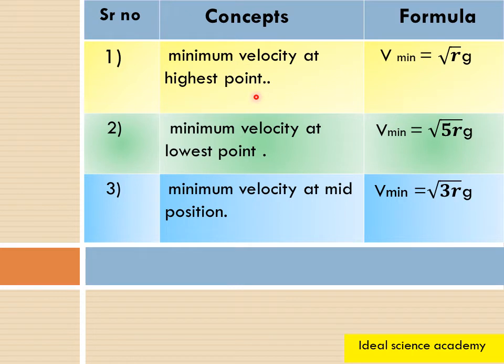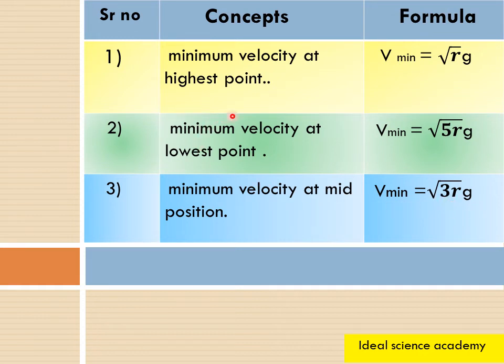Minimum velocity at highest point. V minimum is equal to under root rg. Minimum velocity at highest point in vertical circular motion, V minimum is equal to under root r into g. In vertical circles, at the highest position, the speed is V minimum equals under root rg. Minimum velocity at lowest point. The minimum velocity at lowest point at bottom, V minimum is equal to under root 5 rg. 5 is used here.